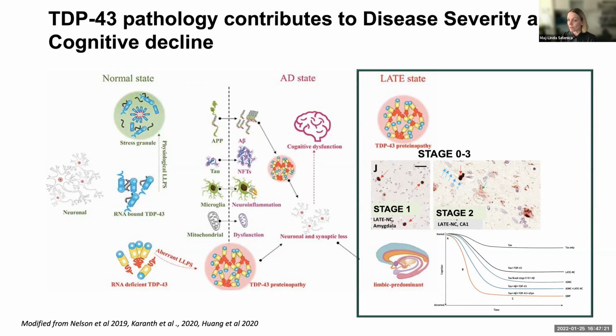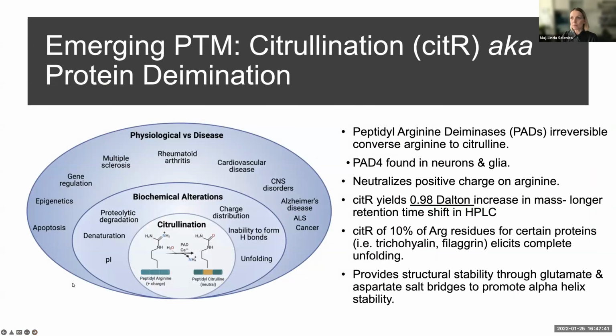Importantly, the TDP-43 proteinopathy contributes to cognitive dysfunction and cognitive decline, both in AD and LATE, particularly in the brain that coexists with other proteinopathies such as amyloid beta, tau, and alpha-synuclein. In our laboratory, we looked at post-translational modification, particularly citrullination, and the role that it has in TDP-43.